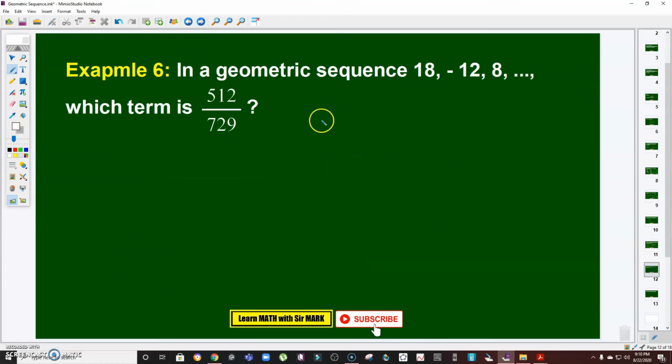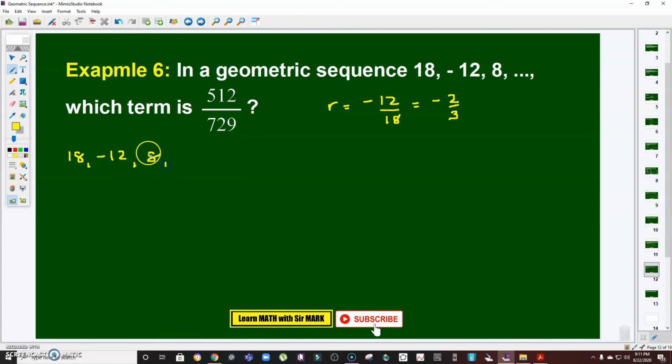Okay, second to the last item. In a geometric sequence, 18, negative 12, 8, which term is 512 over 729? Since we are given the first 3 terms, we can get the common ratio there. So, let me rewrite it. That is 18, negative 12, 8. Take note, our common ratio is negative 12 over 18, which is divisible by 6. Negative 2 over 3. See that?